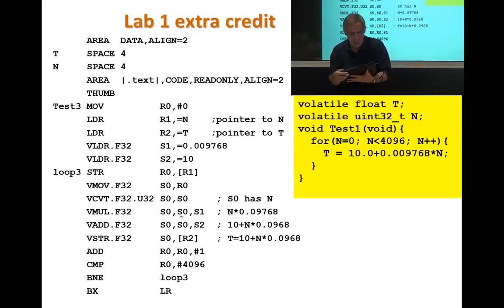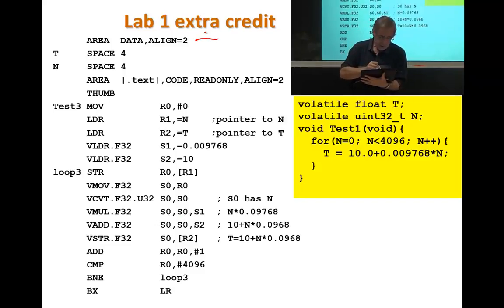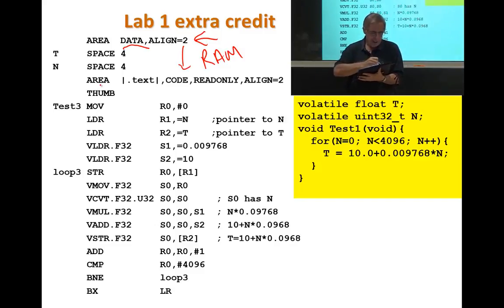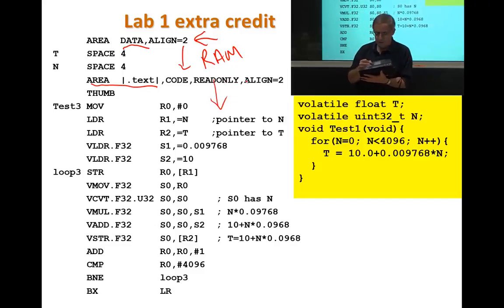There's an extra credit in Lab 1, so let me teach you some stuff to do the extra credit. What does the area instruction do? 319K review. What does area data do? It puts this in RAM, right? Because we saw variables have to go in RAM, and area text is going to put this where? Well, where are the 2 places it could go, right? It could go RAM or ROM, and goes in ROM.